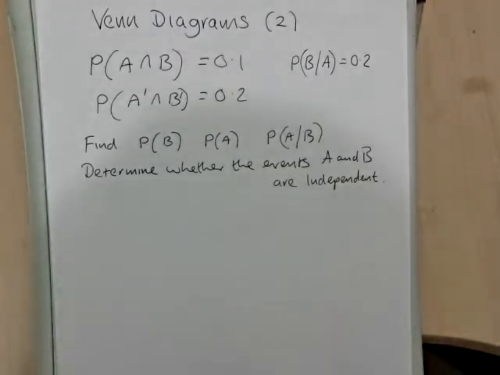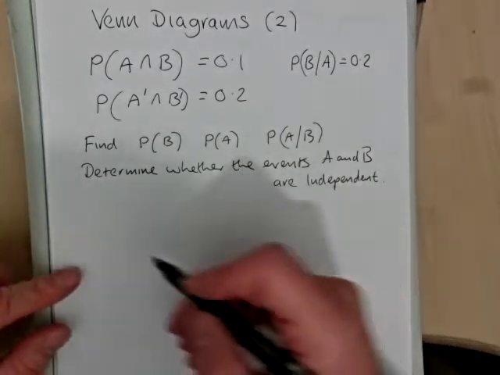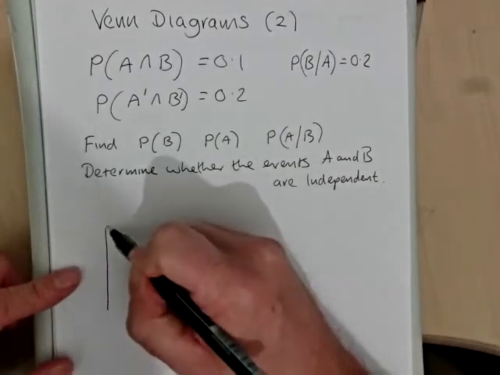So we are then asked to find the probability of B, the probability of A, and the probability of A given that B has already occurred, and to determine whether the events A and B are independent. So to start with then, we'll draw a diagram.